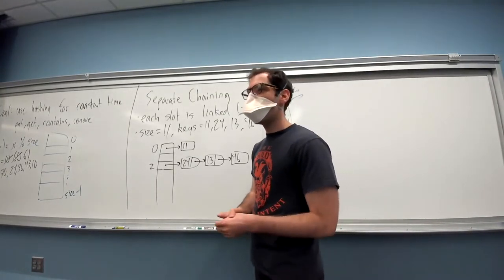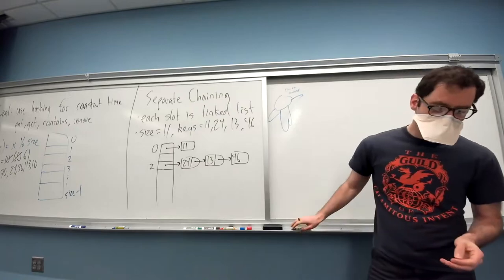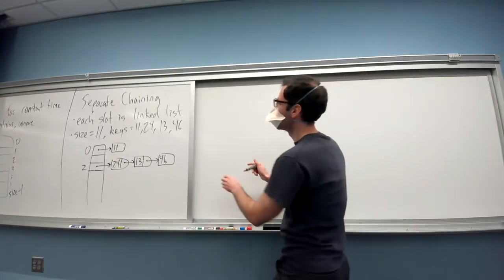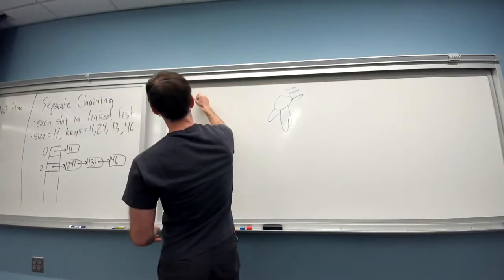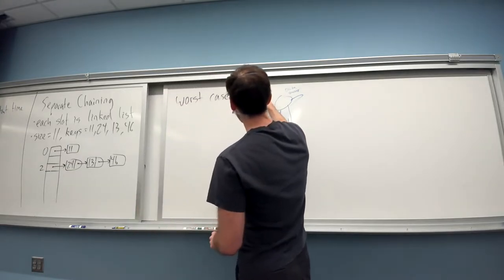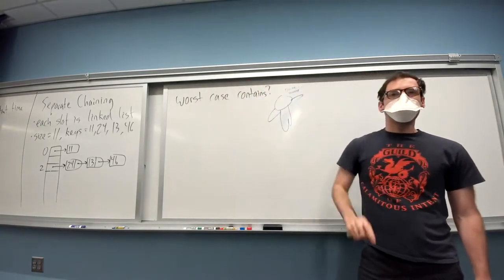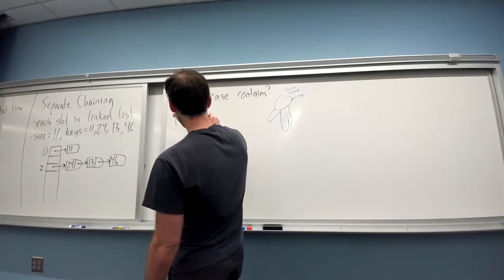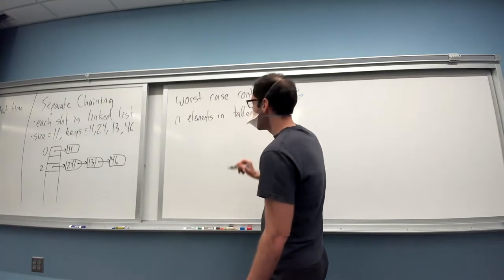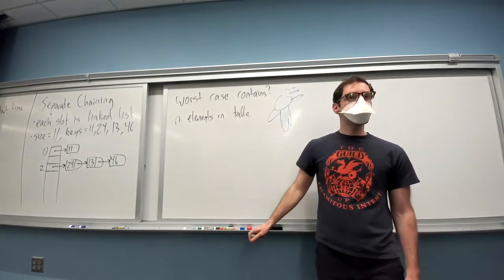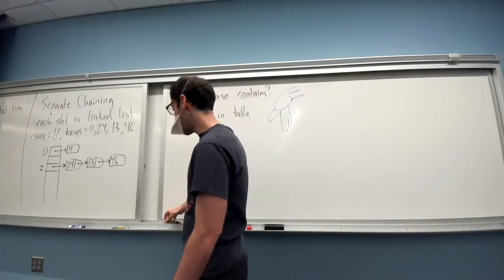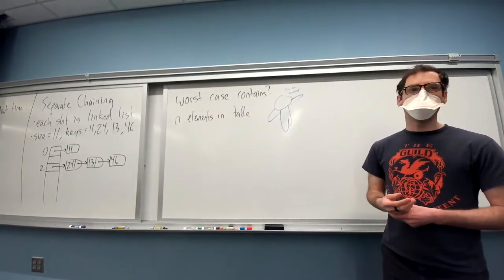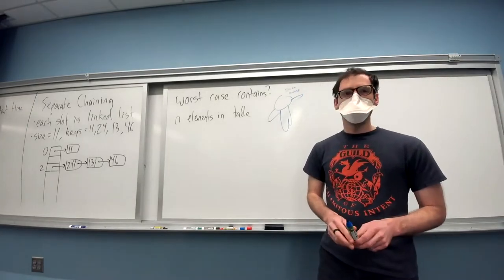All right, here's a question for you to think about with your neighbors. Under this separate chaining strategy, if we have n elements in our table, what is the worst case behavior for contains? If we're using separate chaining, please take a couple minutes brainstorming with your neighbor what that might be. Liam?